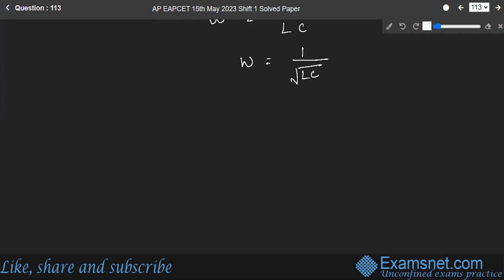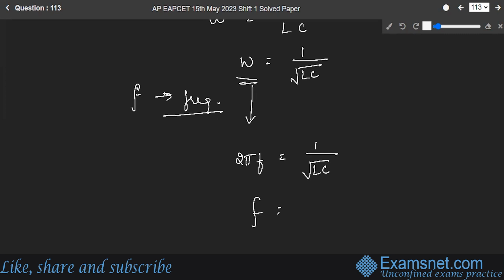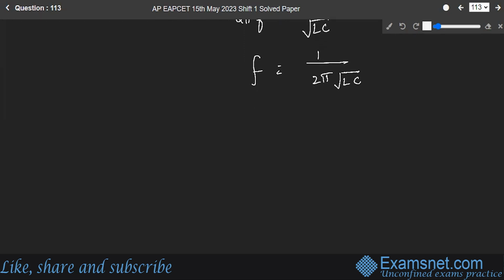Here F is your frequency. If I'm taking F as your frequency, so this omega is equal to 2 pi F. This is equal to 1 upon root of LC, or your frequency is equal to 1 upon 2 pi root of LC. Now let's put this thing in the given equation. Okay, let's continue with this equation only.